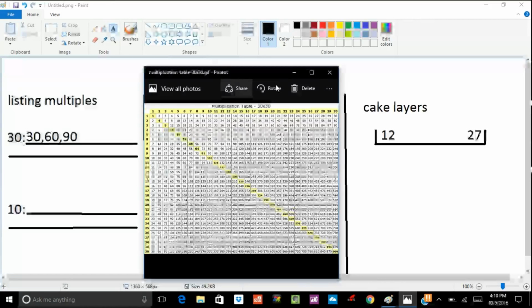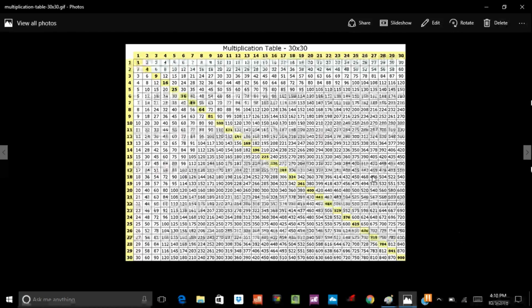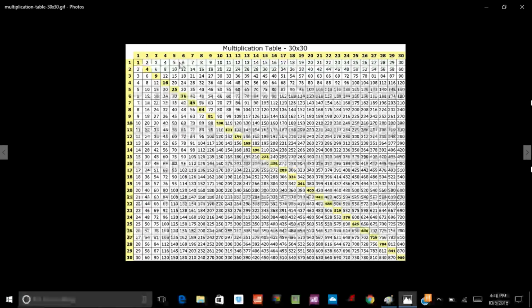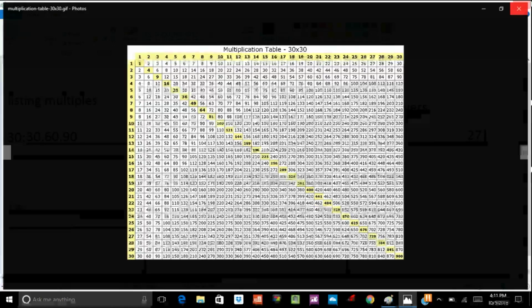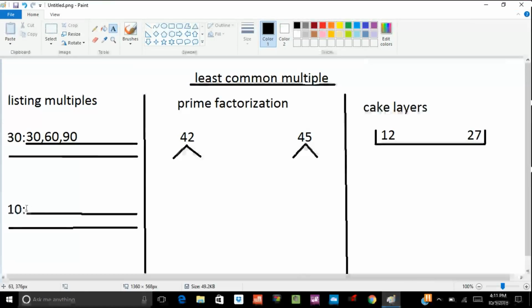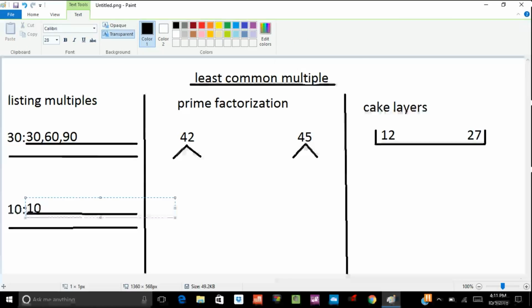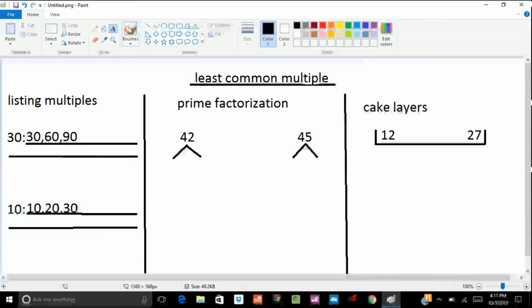Okay. So if you could see right here, if I go to 10, I see 30, right? If I go all the way to number 1 and 30, it will be right here. So for the tens, it will be 10, 20, 30. So now we can see what our least multiple of all is.